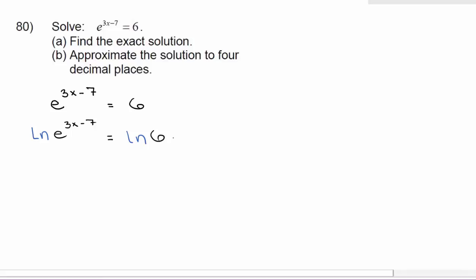Okay, now because we have a logarithm here, we can use our logarithm property. Since we have e raised to the 3x minus 7, I can bring that 3x minus 7 out in front and multiply it to the front of this logarithm or natural log of e.